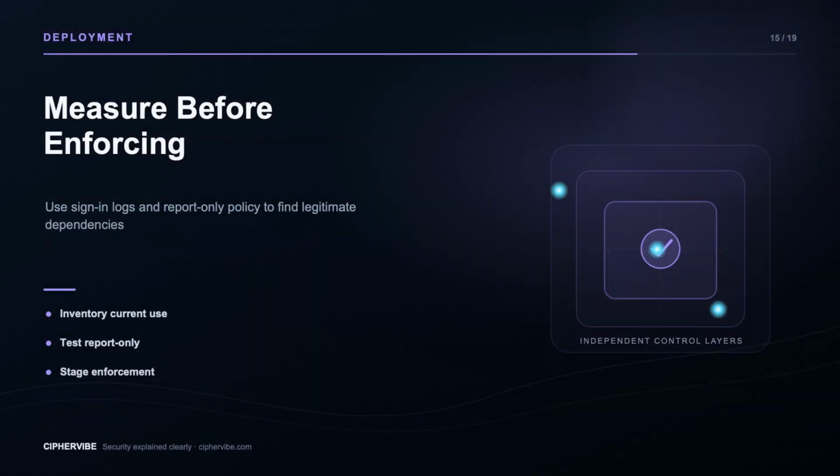Before broad enforcement, inspect sign-in logs for authentication protocol equal to device code and identify the clients, users, resources, and locations involved. Test the policy in report-only mode where available, resolve necessary exceptions, communicate the change, then enforce in stages with rollback criteria and monitoring.